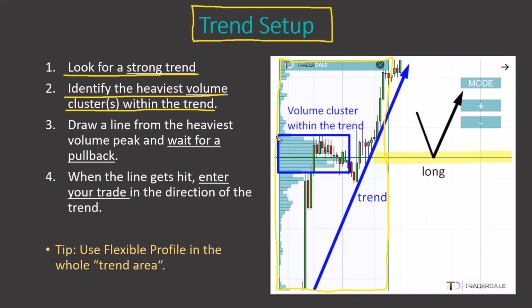So you use the flexible volume profile over the whole trend area and you look for volume clusters. In other words, sort of bumps on the volume profile, like this one, right? This volume cluster, this bump on the volume profile. What this bump means is activity of big guys, accumulation of volumes of big guys.